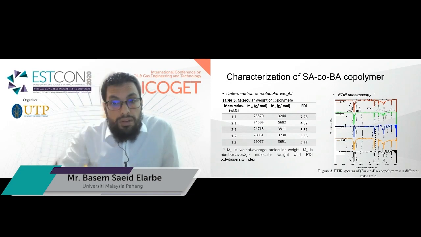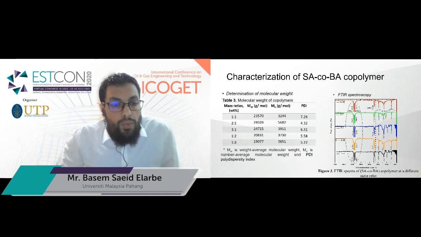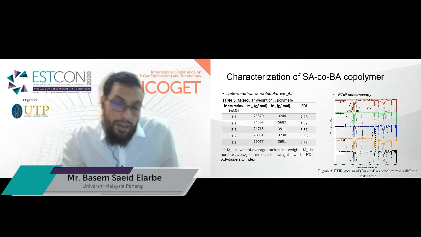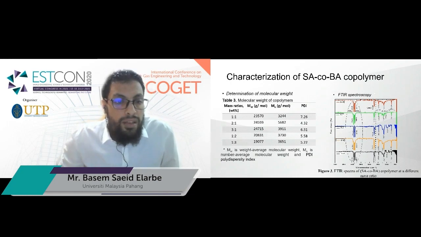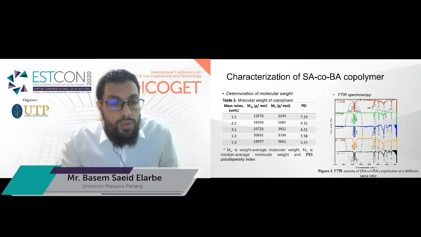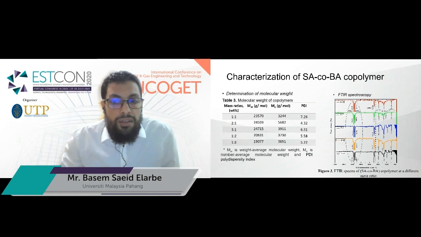GPC was used to measure the molecular weight. The highest polydispersity index was around 7.26 at the 1:1 mass ratio. As we can see, the molecular weight increased with increasing stearyl acrylate content, and decreased when the vinyl acrylate content was increased.